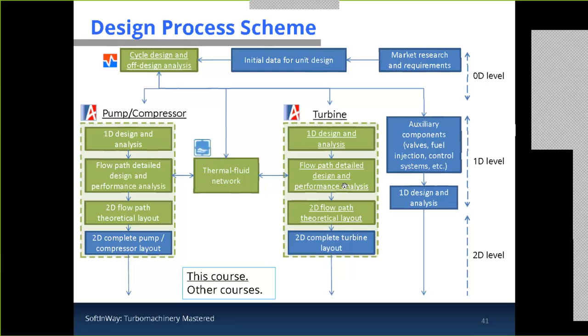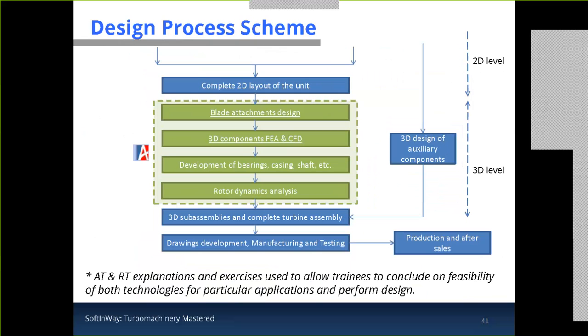Once we have finalized our geometry here, we can establish the 2D layout of the flow path. Then we move on to the second slide, which is going to be the complete 2D layout of the entire unit. We move on to the 3D level with the design of the blade attachments. That's going to include the wheels, the disc, the roots, the shroud, the lashing wires, anything that's attached to the blade. We perform the 3D analysis in both FEA for structural and CFD for fluid dynamics.